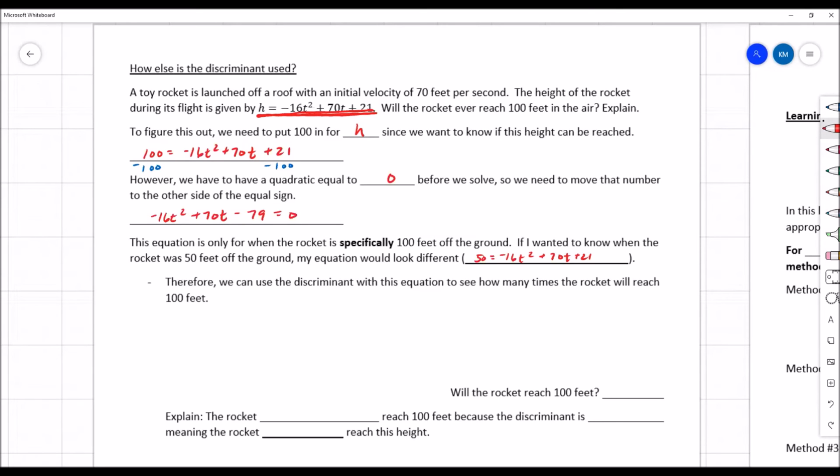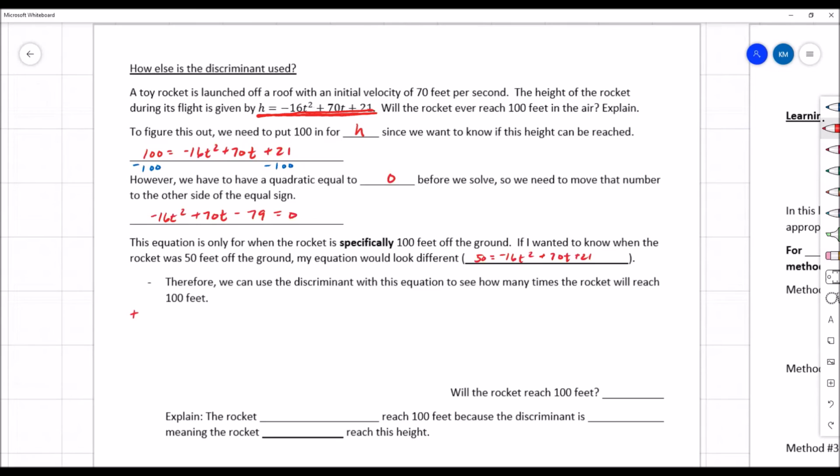Now we've adjusted our equation so that we can use the discriminant to answer this yes or no question, because it's a question that says, will it reach 100 feet? If you said yes, that's the answer to the question. If you said no, that's the answer to the question. If it says, will it reach 117 feet, and you said 2.3 seconds, it doesn't make sense as an answer to the question. You would need to have yes or no attached to make it make sense. So we can use this discriminant with this equation to see how many times the rocket will reach 100 feet. Here are our possibilities.